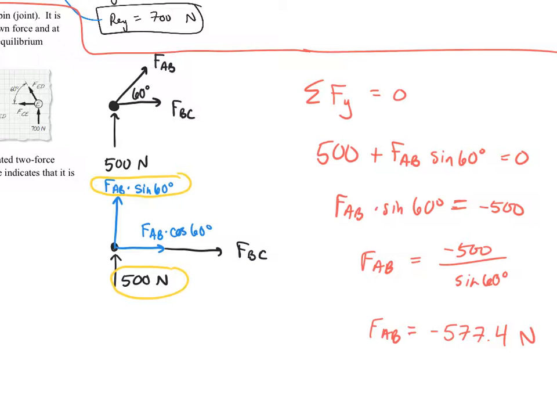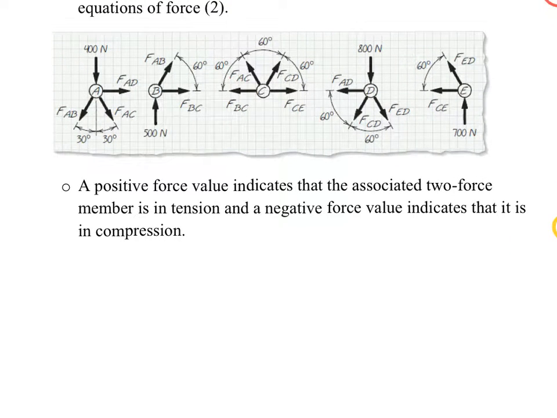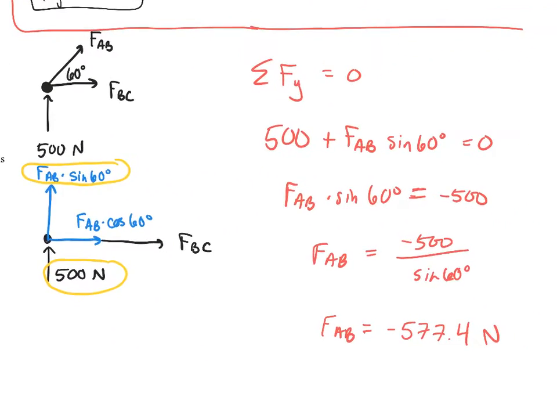There's a general rule, and it's a little bit further down in your diagram. You can see it actually. It says, a positive force indicates that the associated two-force member is in tension, and a negative force indicates that it's in compression. You know these phrases because you did that applet that day when I was out. Compression is physically squeezing. Tension is pulling. So since this answer was negative, it indicates that FAB is in compression.